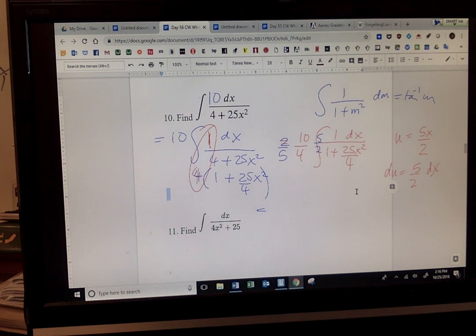1. Okay, that vanished. And now look carefully. What's 5 halves dx? du, and is that just 1 plus u squared? Because 5x over 2 squared is 25x over. Okay, no, stop. Let me show you a shortcut.